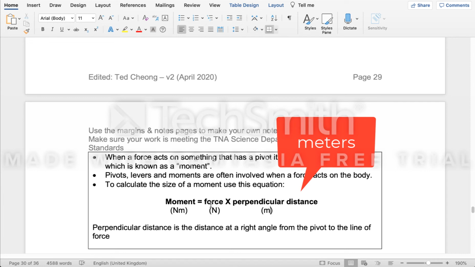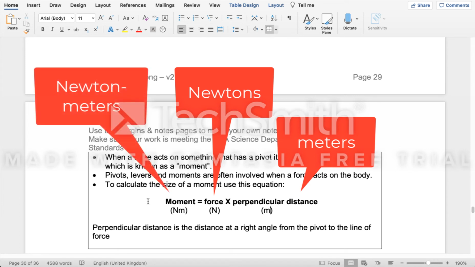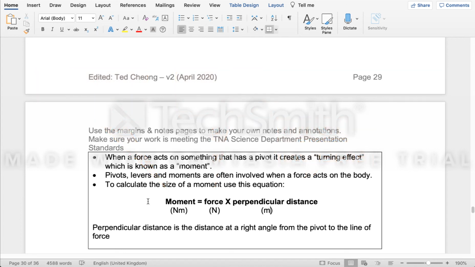For force we use the capital N, and that capital N stands for newtons, which is named after that famous scientist Isaac Newton, because he's the one that kind of discovered all this. Force is measured in newtons. When you multiply these together, you get the moment, and moment is measured in Newton meters.